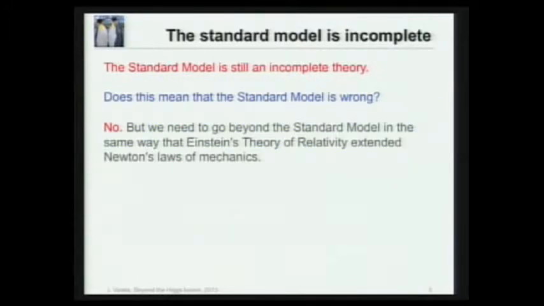So we know that the Standard Model is an incomplete theory, because there are many questions to be solved. Does this mean that the Standard Model is wrong? No, the answer is no. The Standard Model is not wrong, and the proof is the agreement that I've shown you between the predictions and the measurements done by many experiments in the last decades. This agreement at a level of below 1% of accuracy tells us that the Standard Model is essentially right. But we need to go beyond this model in the same way as Einstein's theory of relativity extended Newton's laws of mechanics.